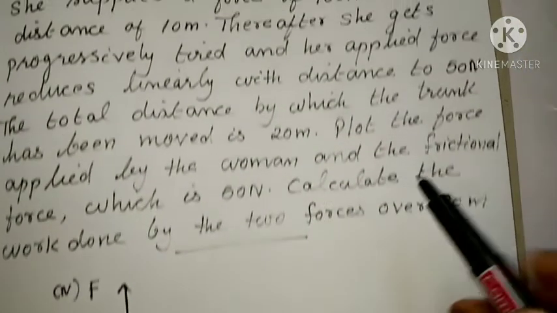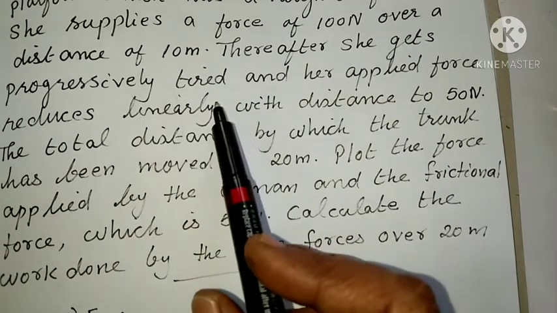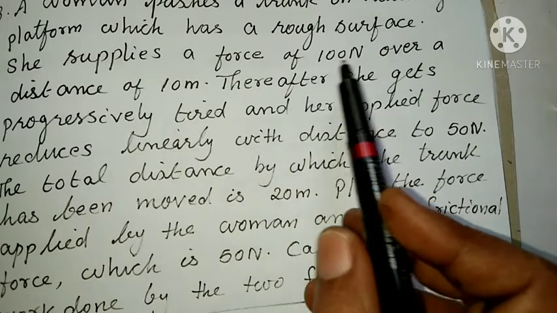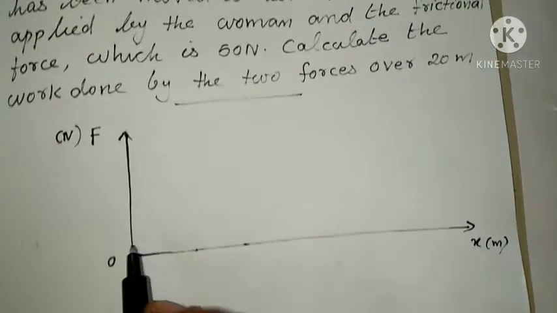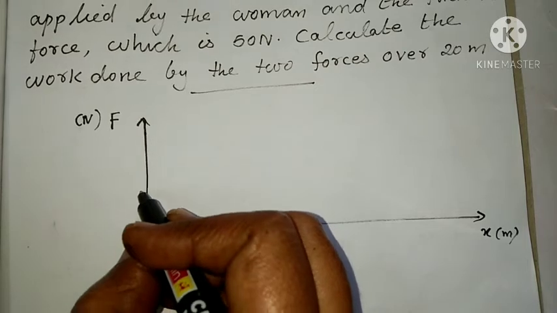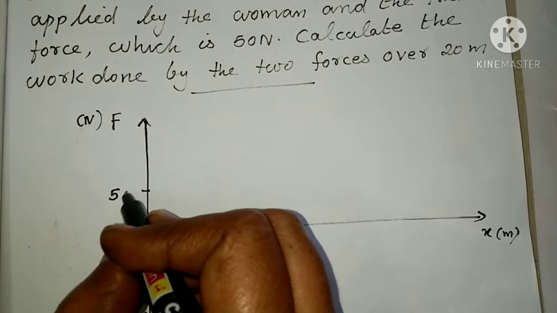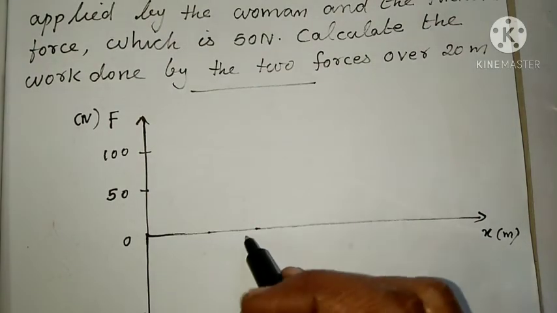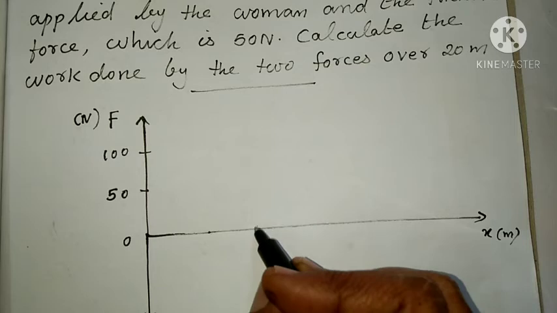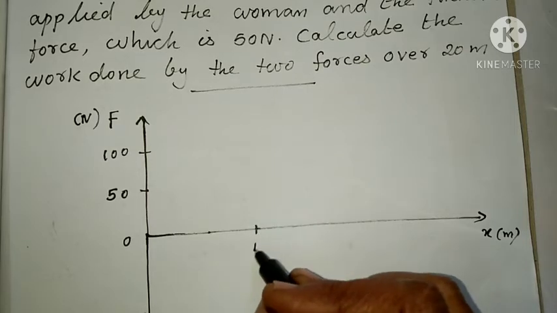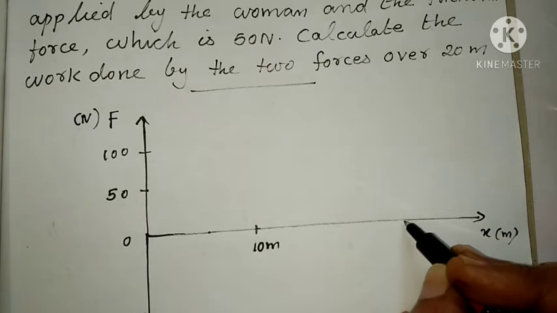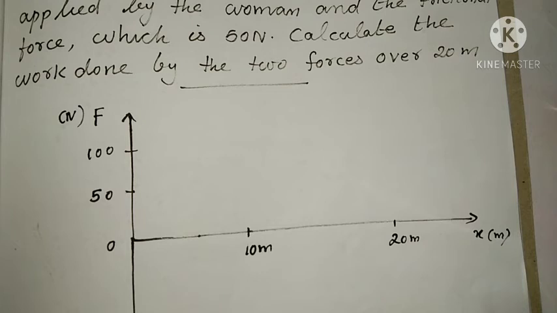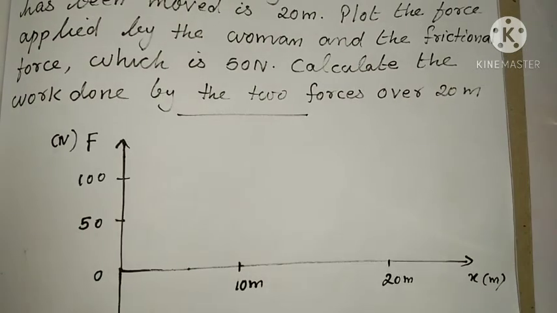Then what are the forces? First she supplies 100 Newton force, and when she progressively tires, her force reduces to 50 Newton. So we can plot here 50 Newton and 100 Newton. Then the distance we can note: 10 meter and 20 meter. Clear? Now we can plot the graph.